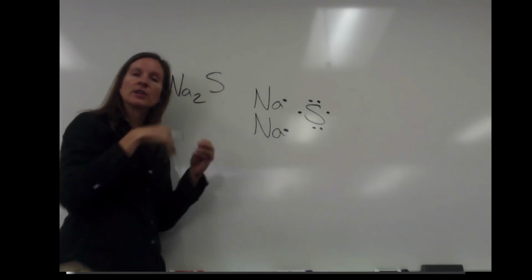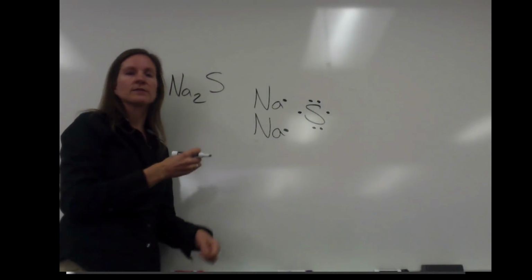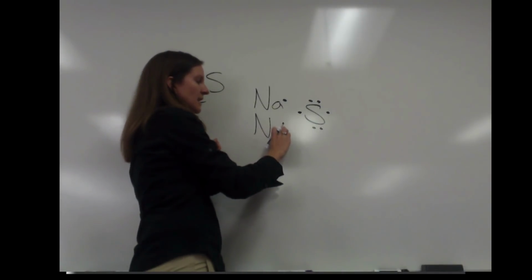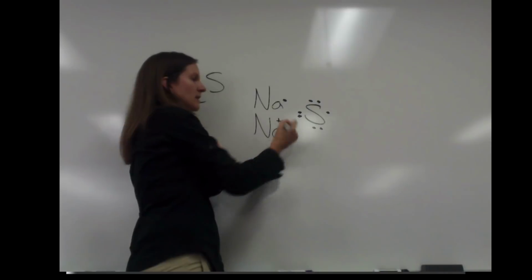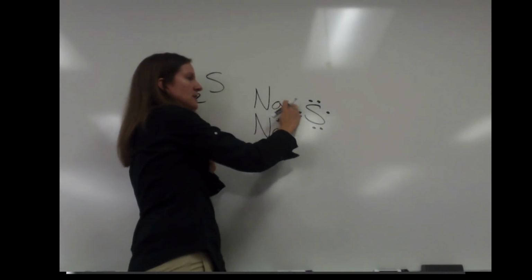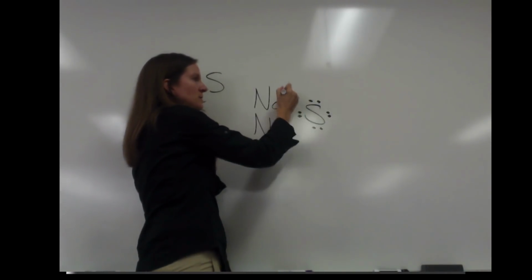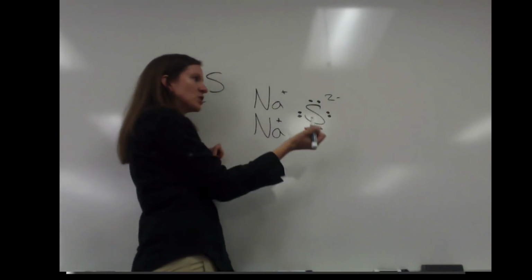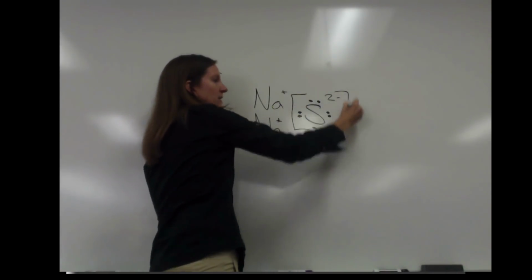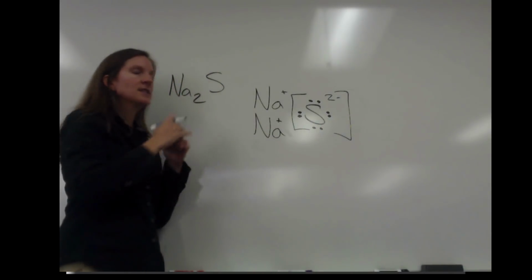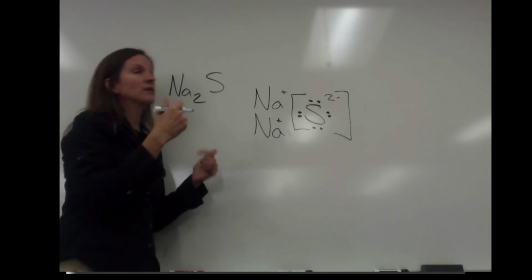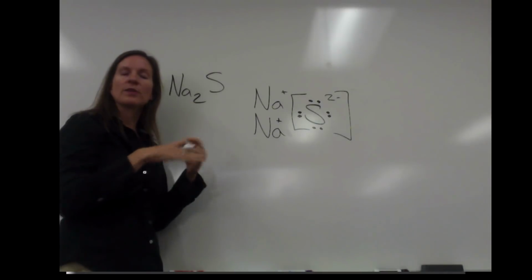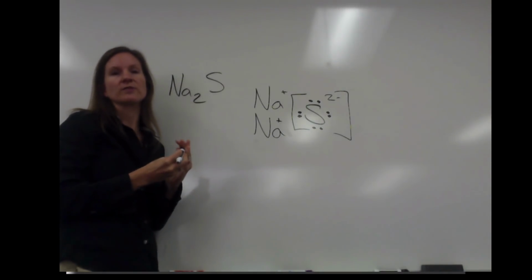Then I would figure out how they're going to transfer in order to satisfy themselves. So sodium is going to take its 1 and give it to sulfur, so that this becomes a +1. Then the other sodium is going to take its 1 and give it to sulfur, so it becomes a +1. And now since sulfur has gained 2, it's going to become a -2, and I would need to bracket that in. So something as simple as that would be a representation for ionic bonding. I'm figuring out what the charges are and where the electrons are transferring to.